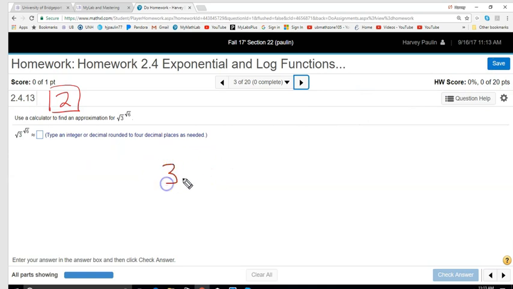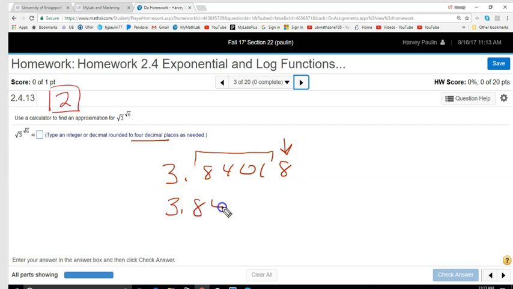Well, 3.84018. And they want us to round to 4 decimal places. So 1, 2, 3, 4. Our fifth is an 8. So we're going to drop the 8 and add 1 there. So the answer to this one is this. All right, this was just a challenge to put it into your calculator correctly. All right, let's go on.